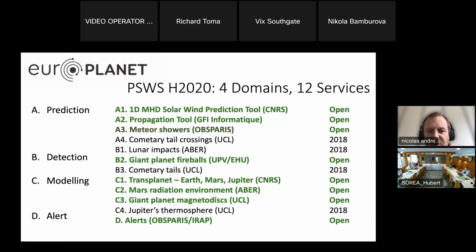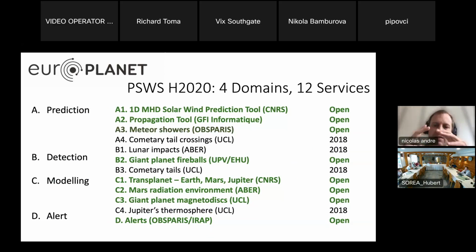Our users, this was in the last slide I forgot to mention, are scientists, amateurs, space agencies that have all these spacecraft in the solar system, and also industries. For some particular cases, they are interested in our developments, in particular to predict the effect of solar wind disturbance in particular environments.